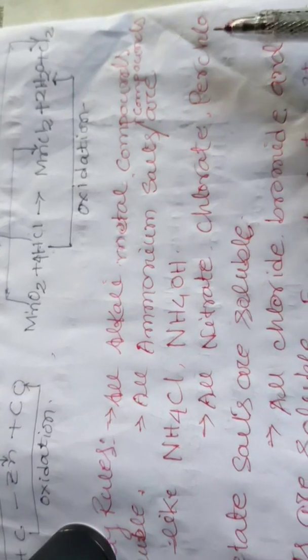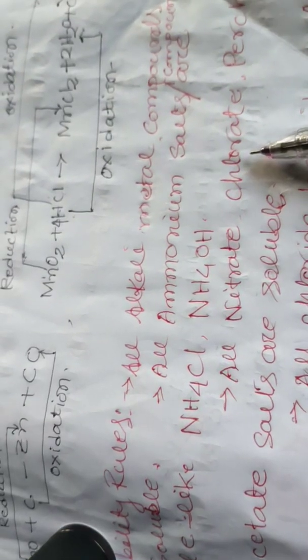Next, all nitrates, chlorates, so chlorates are also soluble. Perchlorates are also soluble. Next, acetates are also soluble. So this type of salts are soluble in water. If there is potassium nitrate or potassium chlorate, potassium perchlorate, acetate, etc. So these salts where nitrates, chlorates, perchlorates, acetates are found are soluble in water. That is, these salts will not precipitate from the products.